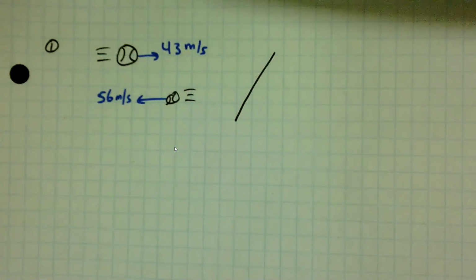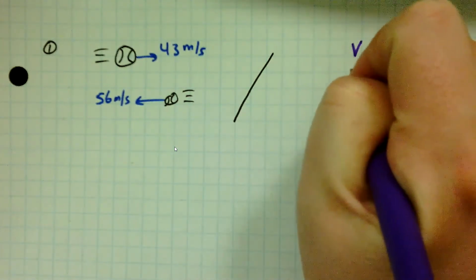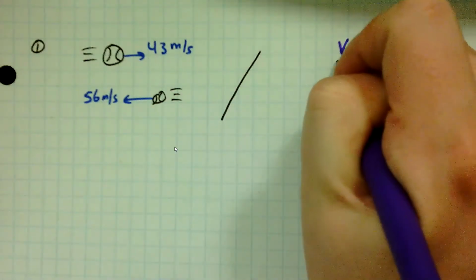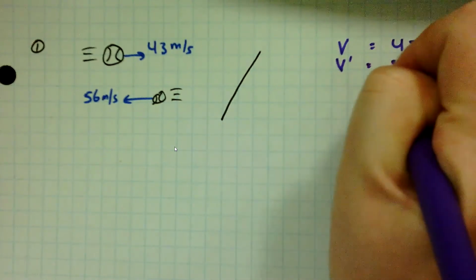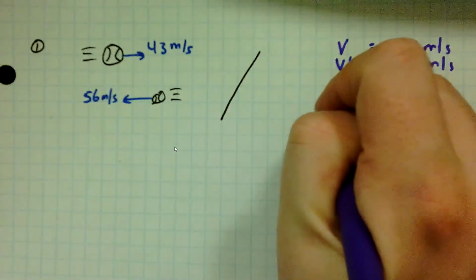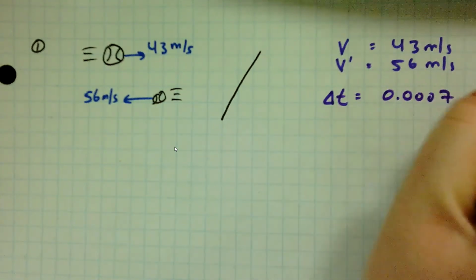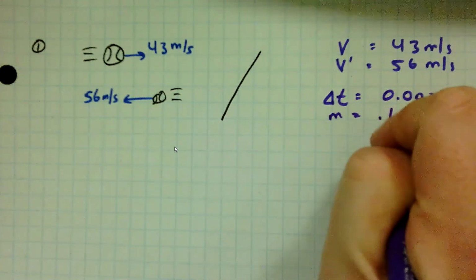The unknowns first. Okay, so just to use our new notation, instead of V naught and V like usual, I'm going to call them V and V prime, right? So 43 and 56, is that what you had? Are you okay with that? Okay, so time is what? 0.0007. Mass is 0.145.